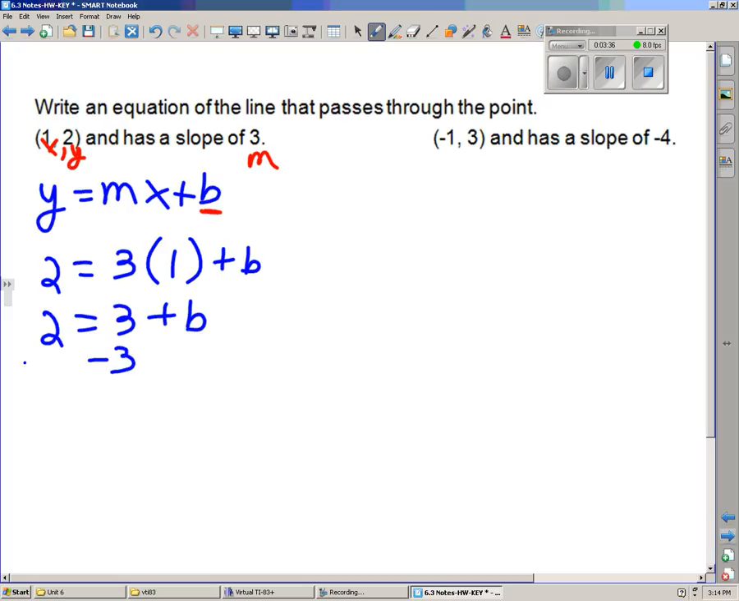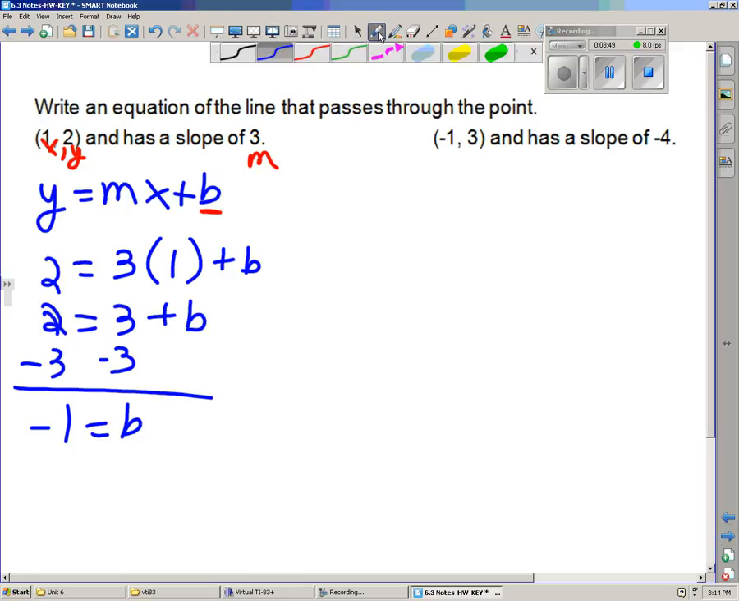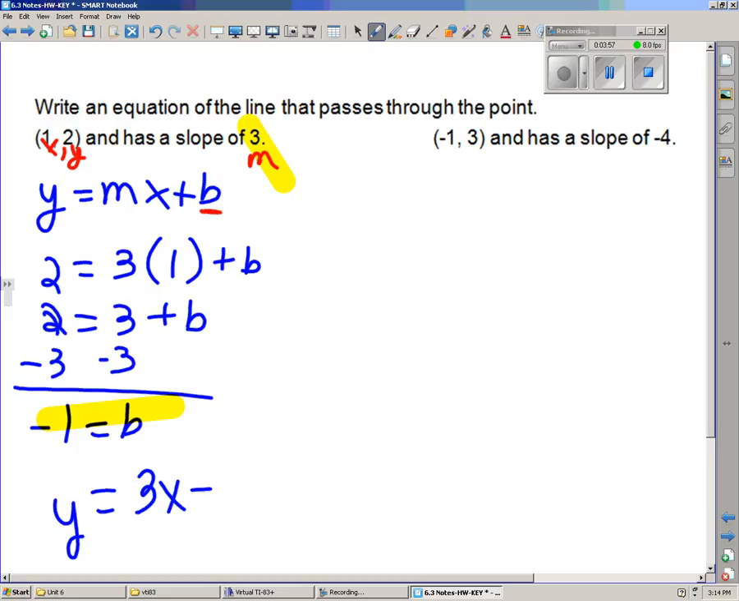To solve for b, you subtract 3 on both sides. This was a 2. I'm subtracting 3 on both sides. -1 = b. And now I can go back to the equation of the line because I've got my slope and I've got my y-intercept. So the equation of the line becomes y = 3x - 1.